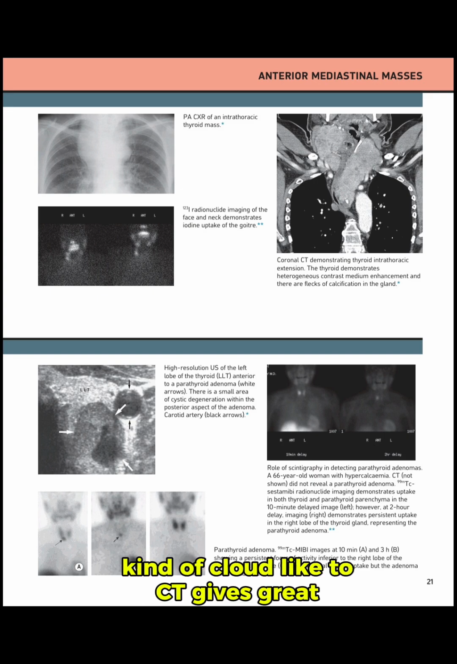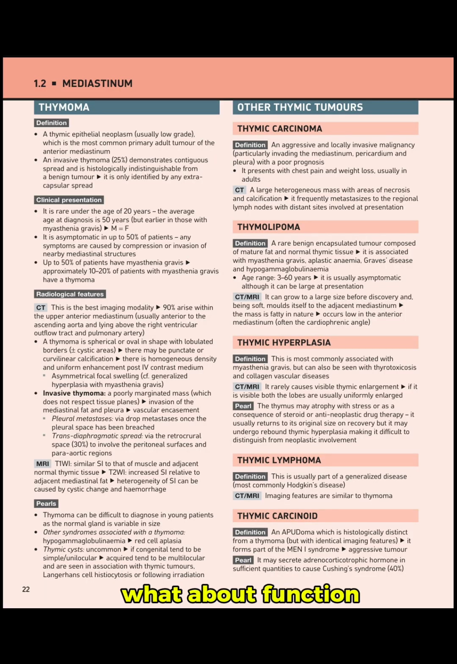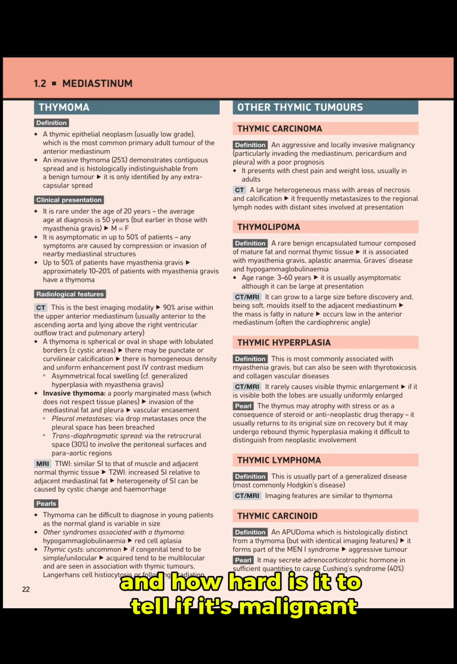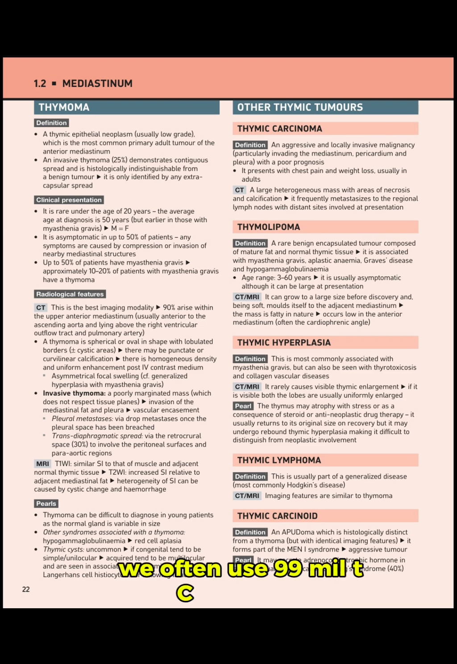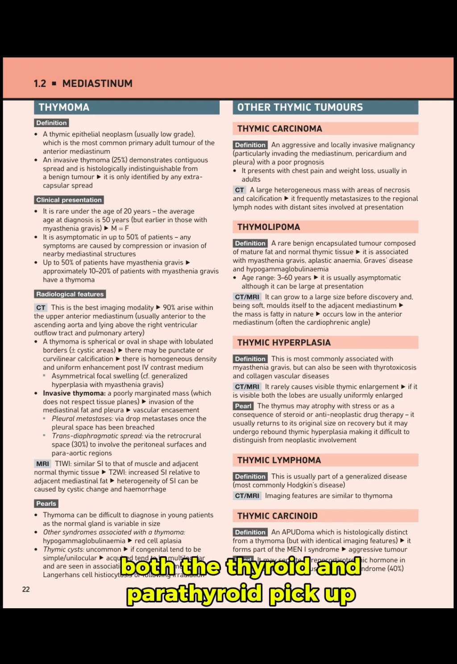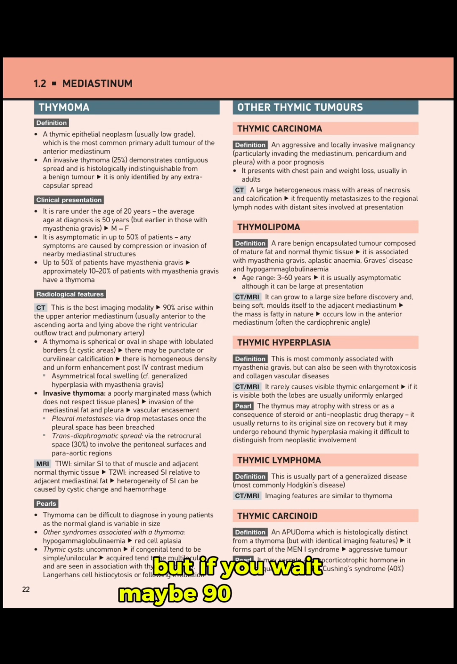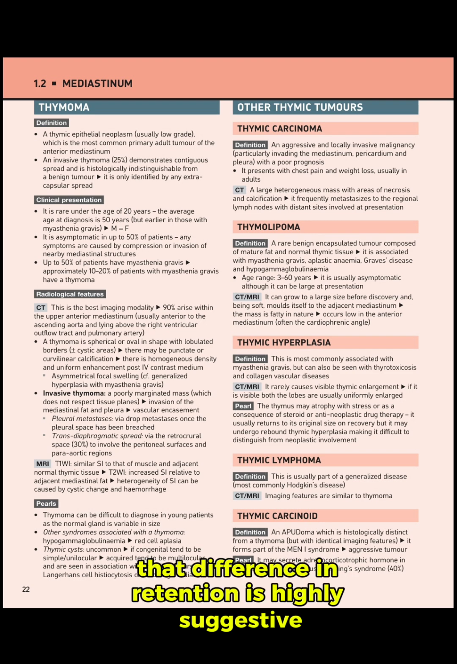So CT gives great anatomical detail. What about function? And how hard is it to tell if it's malignant just from the CT? Good question. For function, we often use 99mTc MIBI scintigraphy. The key there is timed imaging. Early on, both the thyroid and parathyroid pick up the tracer, but if you wait maybe 90 minutes or so, the thyroid tends to wash out the tracer. Okay. Well, the parathyroid holds on to it much longer. That difference in retention is highly suggestive.